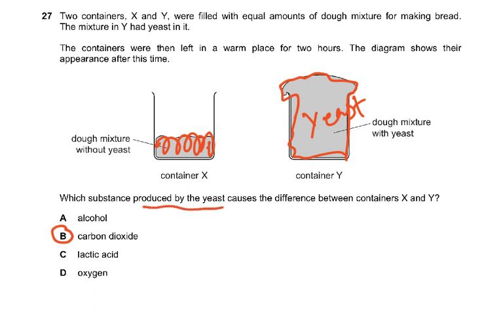Which substance produced by the yeast causes the difference between containers X and Y? The yeast produced carbon dioxide, which makes the dough rise. It's a very simple question. Which substance produced by the yeast causes the difference? Because in one, the dough has risen and is nearly filling the whole beaker and coming out of it, while in the other the dough is just sitting there. There's no change in the dough mixture.